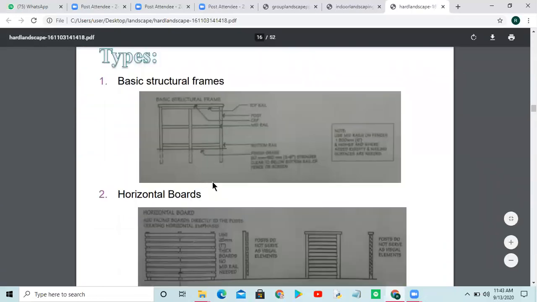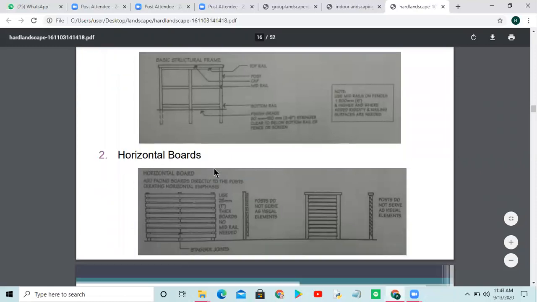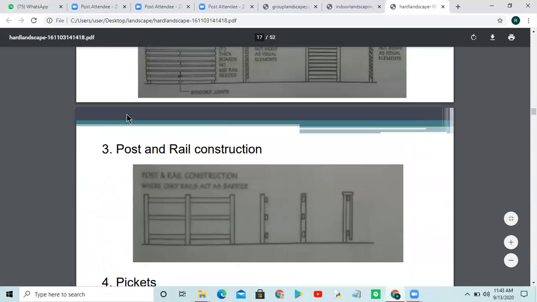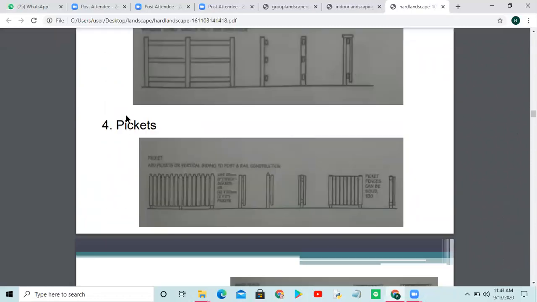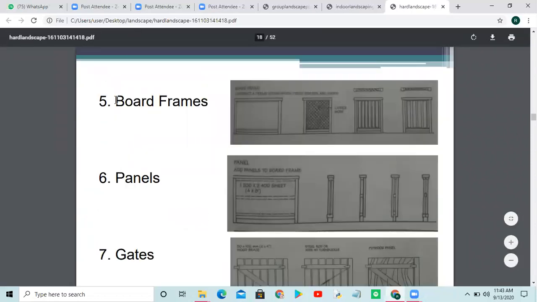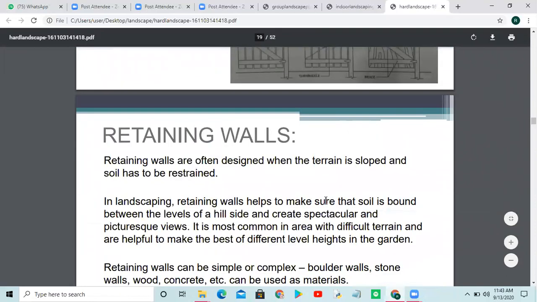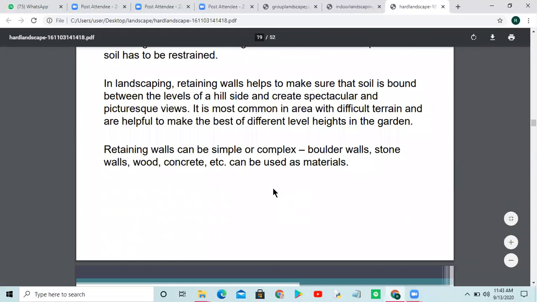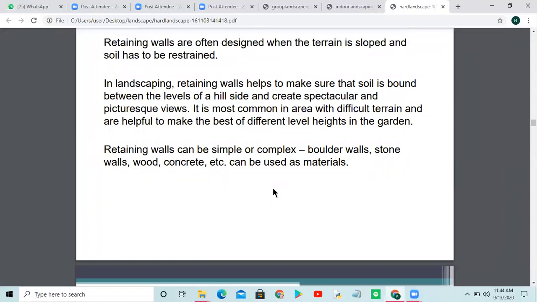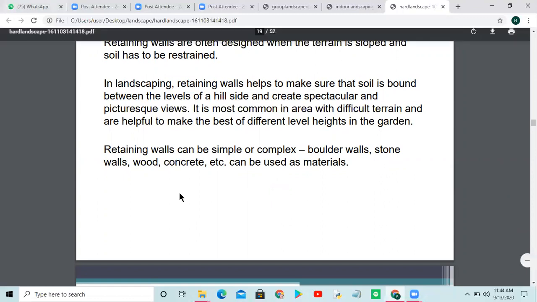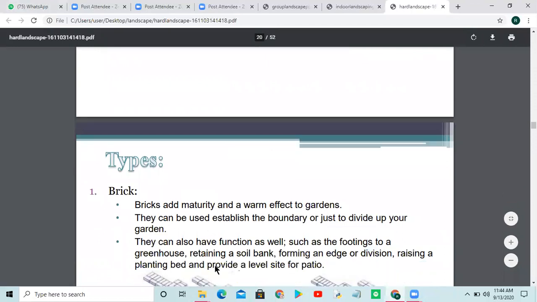When you talk about frameworks, these are basically the railings, the various types of railings. You can have a look later on also. Then there are gates, types of gates, and retaining walls. Sometimes because of level differences, and to take care of the runoffs, retaining walls are used, and boulder walls and stones have to be used.